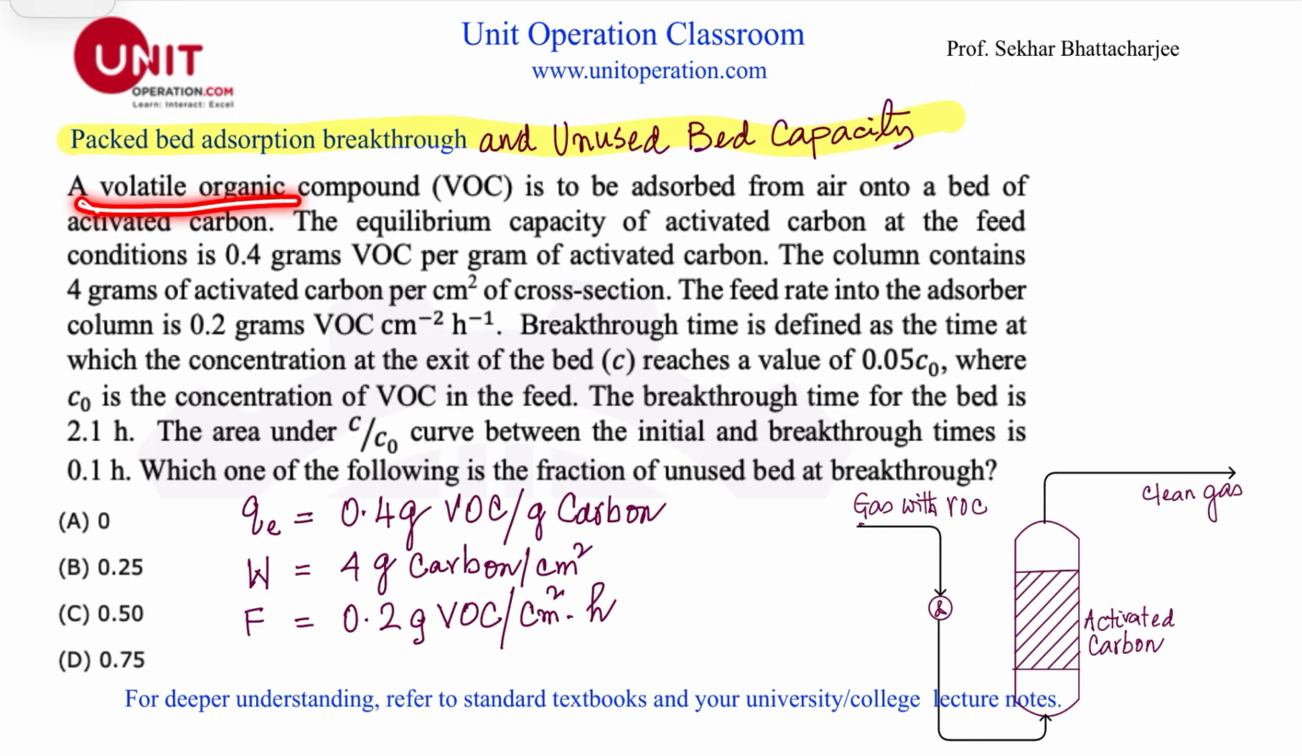A volatile organic compound, VOC, typically these are solvents. It could be methyl ethyl ketone, isopropyl alcohol, benzene, xylene, toluene. These are used for various purposes in the paint industry, in the pharmaceutical industry, in the electronic component manufacturing industry. But they are very harmful for the environment, so they have to be removed or captured before the air is discharged into the environment. So this is a problem.